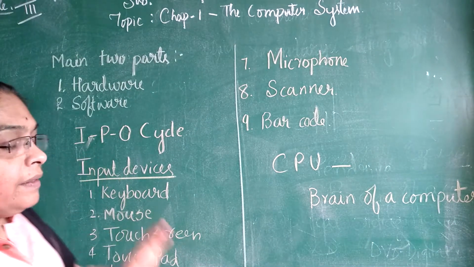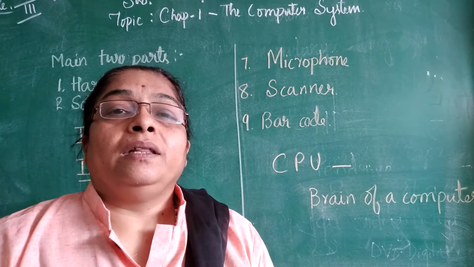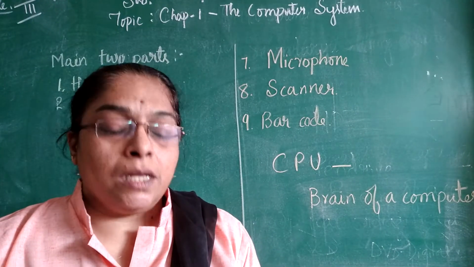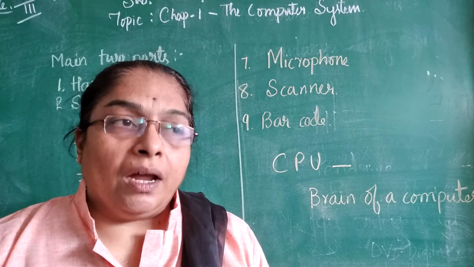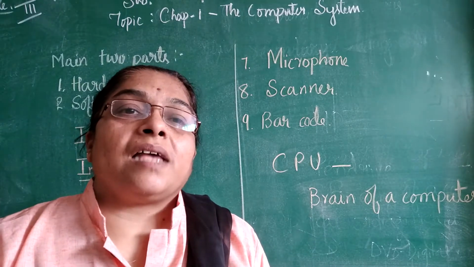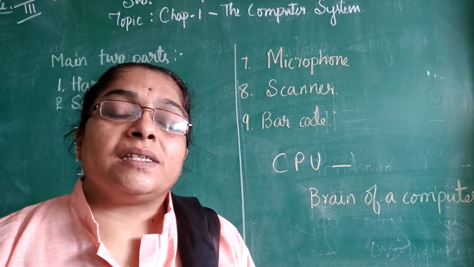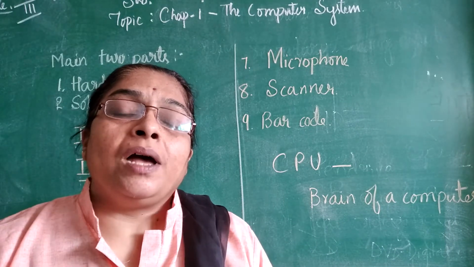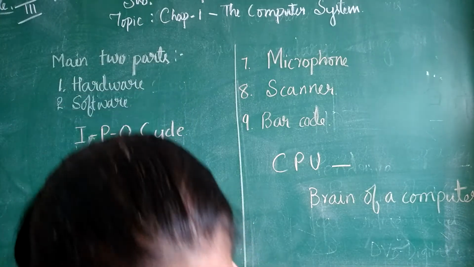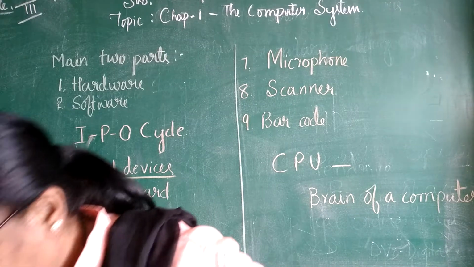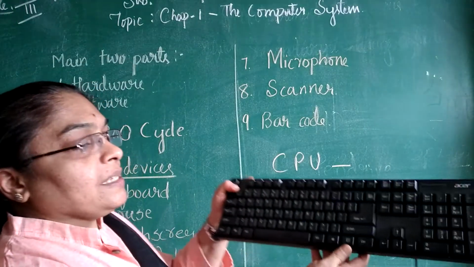Next comes, again in that, there are mainly three things, that is input devices, output devices and processing devices. Today we are going to learn input devices and processing devices. So there are many input devices. A few of them I am showing you, others I will be explaining to you. The first input device is the keyboard. Yes, children, keyboard. Here, this is a keyboard.